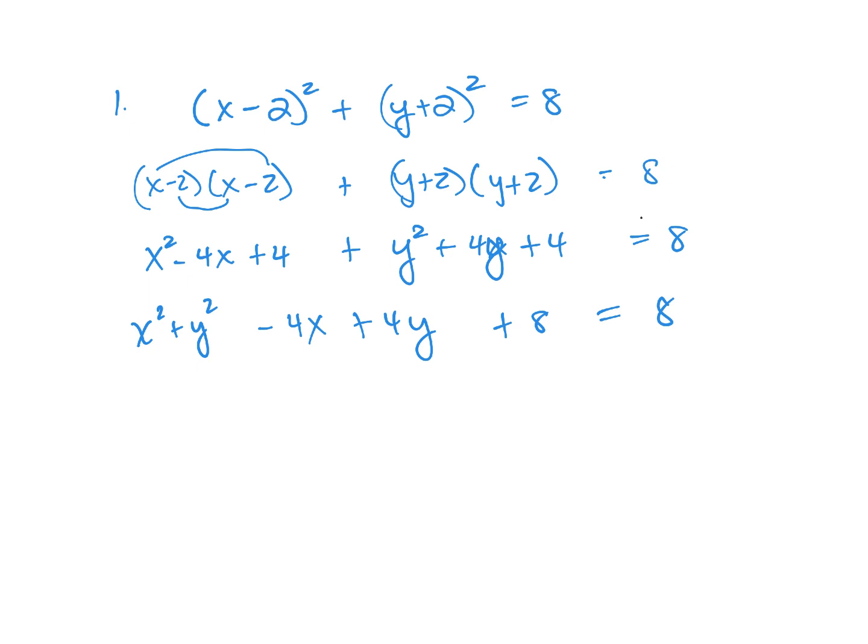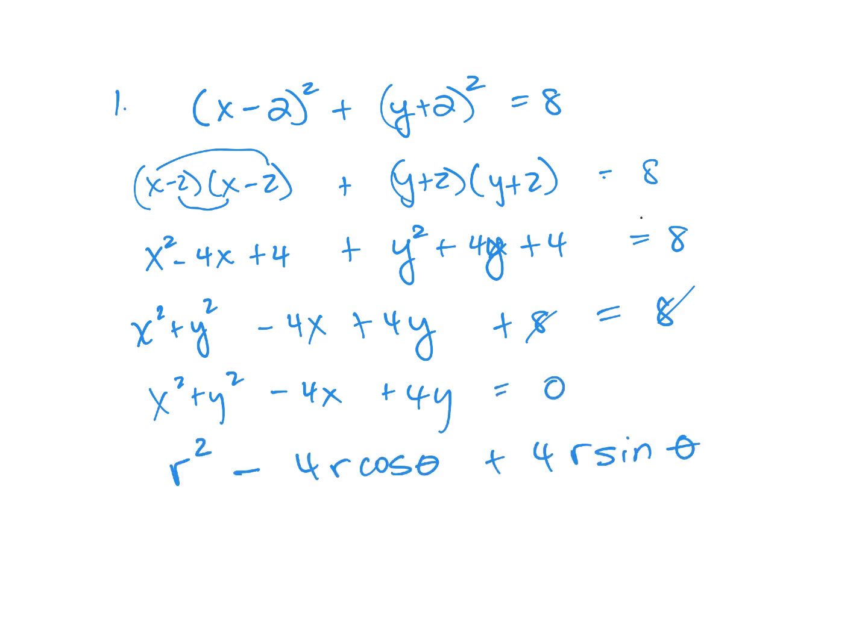And I see that there's an 8 on each side, so if I subtract 8 from each side, they go away. And I have x² + y² − 4x + 4y = 0. Wait, how'd you get that?